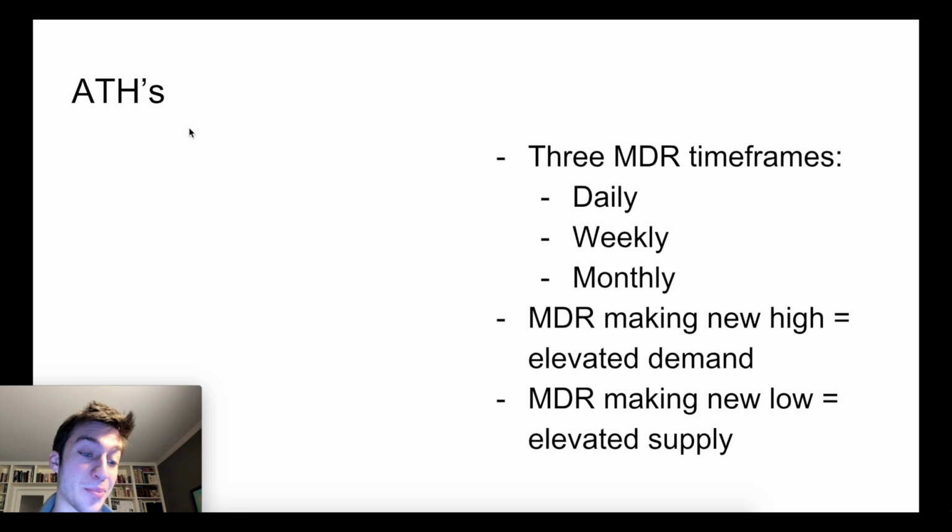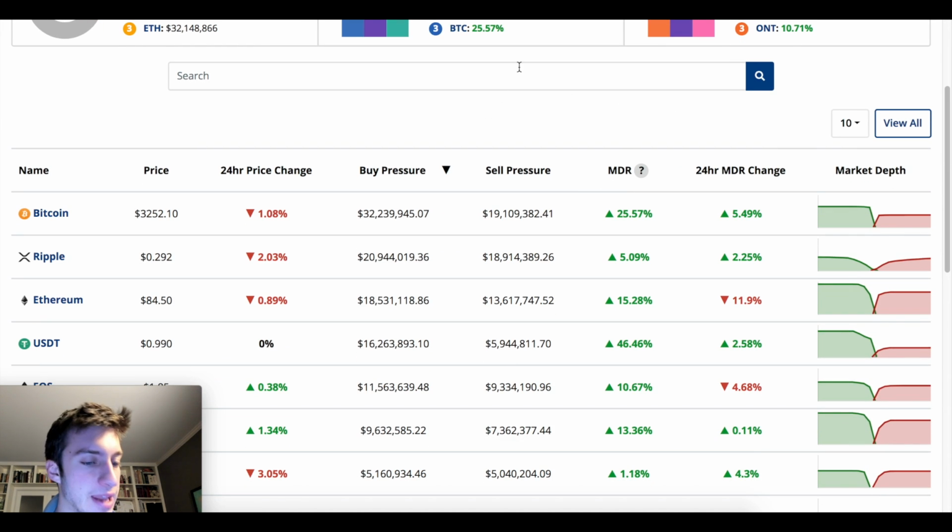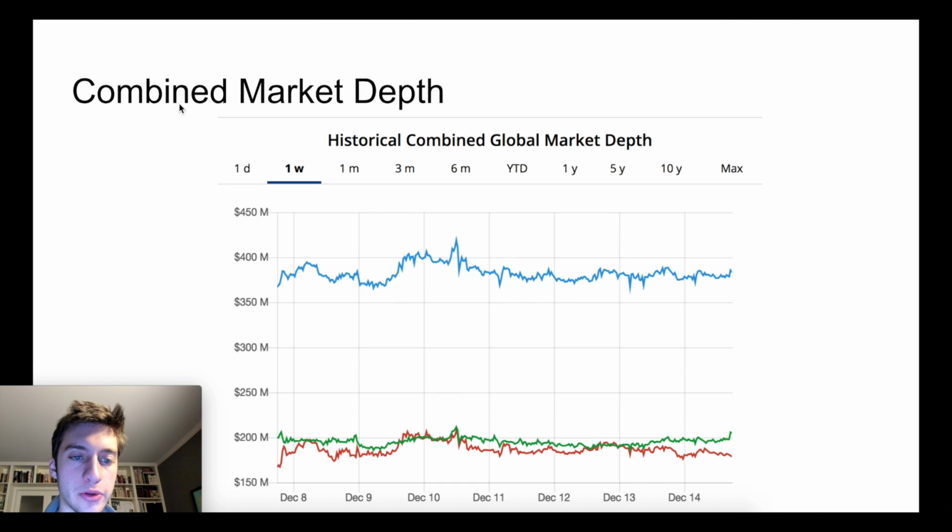Now, again, I'm not talking about price. You do not want to always buy price all-time highs and sell price all-time lows. That's not what I'm saying here. We're talking about MDR and the MDR values, which are here. Not the same thing as price. Very different. And what I wanted to include here was I haven't talked about the combined market depth yet.